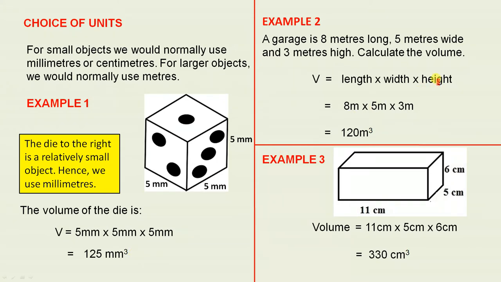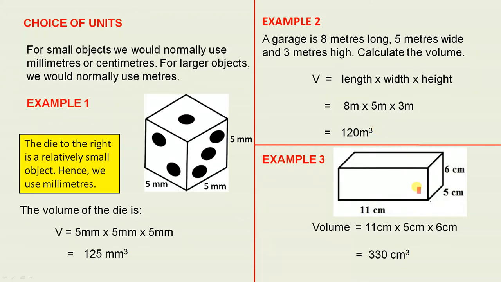Example 2. A garage is 8 metres long, 5 metres wide and 3 metres high. Calculate the volume. There's the formula for calculating the volume. These are the three dimensions. When you multiply them together, you get a volume of 120 cubic metres.